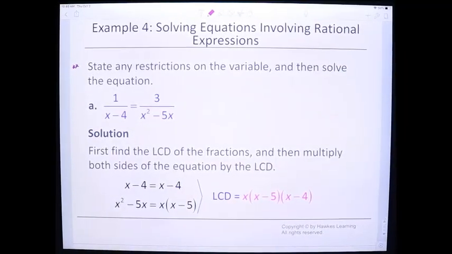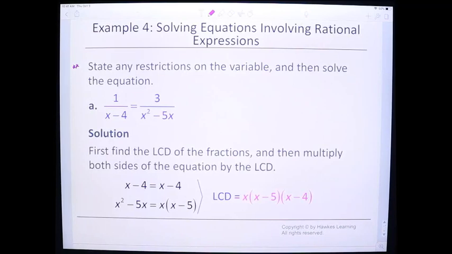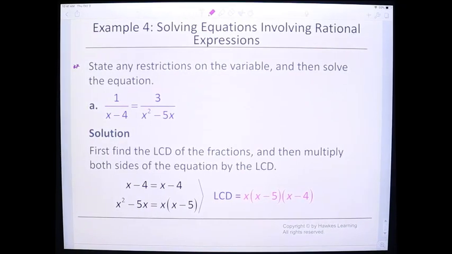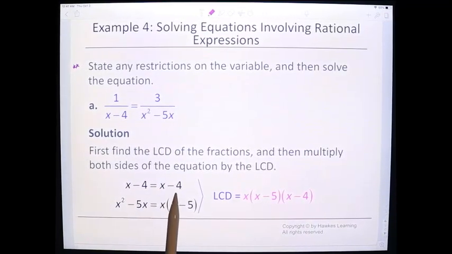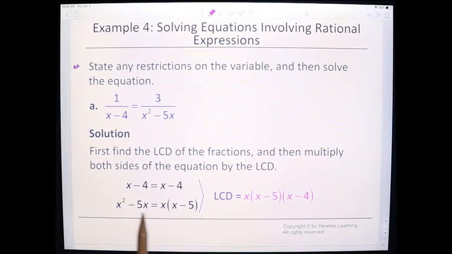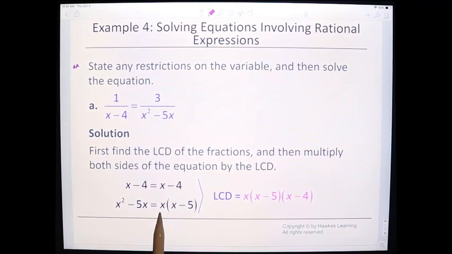All right, so here is our first example. And you will notice down here beneath it, here we are trying to figure out what the LCD is. That's the first step. Trying to factor denominators. The first denominator is prime. Second denominator has a common factor of x. So we're pulling that x out in front and factoring it out, and that leaves an x minus 5 in the parentheses.